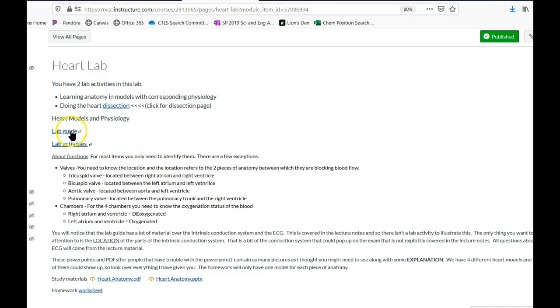So your lab guide is here. Click on that to get to the dissection. These two files down here just contain pictures of the heart for you to use to study from. You should look at them because there are pictures in here that are not necessarily on your worksheet. We have multiple models, and I didn't put all of the models in the worksheet. So make sure you look at all of the pictures in there because it gives multiple views of the heart, which may show up on the lab exam. I think that's it. Let me know if there are any questions.